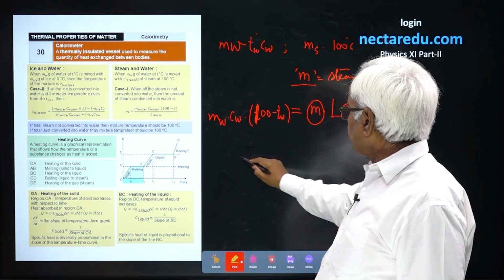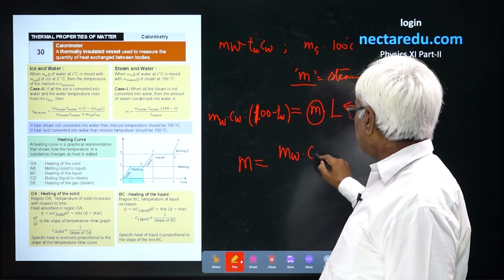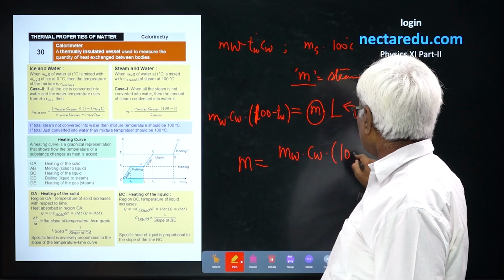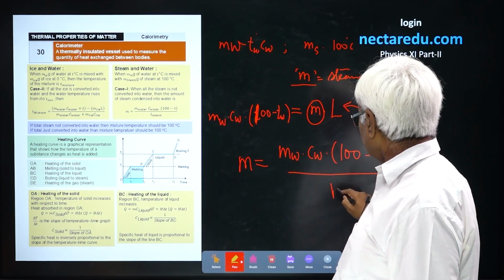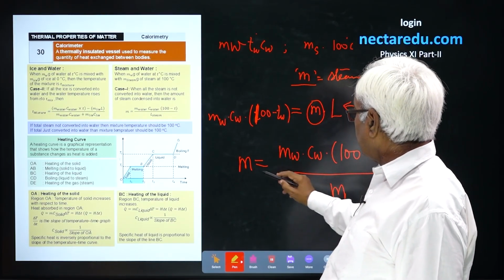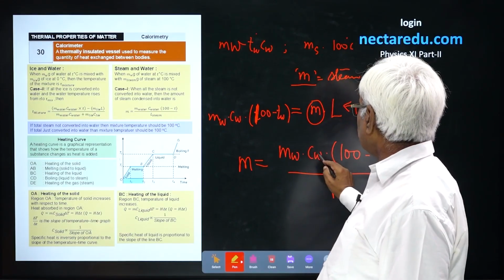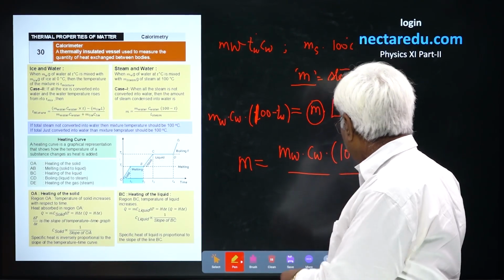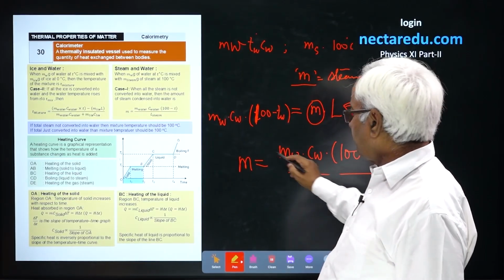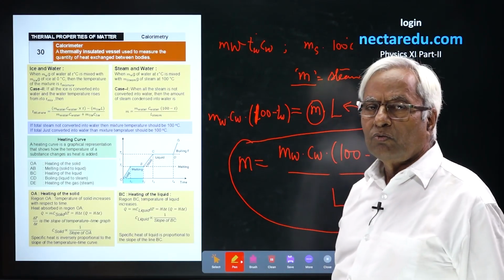You could find this value of the mass of steam that has converted into water, but the relation you are going to use is this one: m = MW CW (100 minus TW) upon L, and sorry, this is L. This way you could find the mass of steam that has condensed into water.